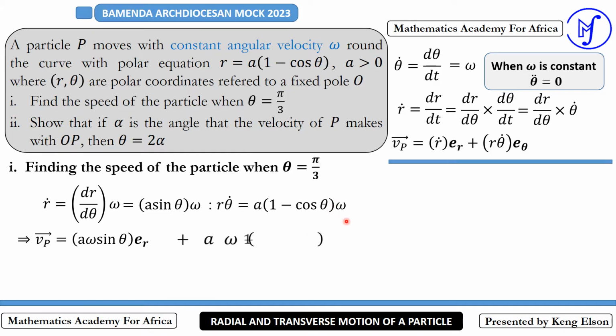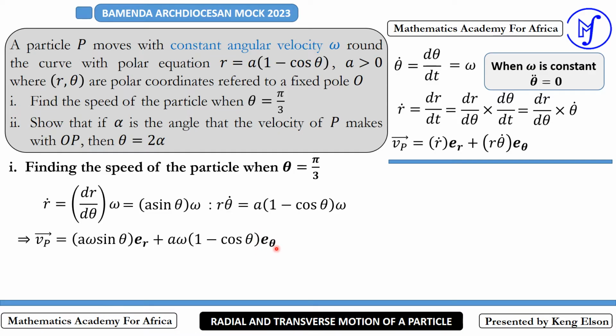Now we can express the velocity of the particle P in terms of its radial and transverse components, as well as the unit vectors in those directions. So we have the velocity of the particle P to be its radial component times the unit vector in that direction, plus the transverse component times the unit vector in that direction. So the first step has been done.